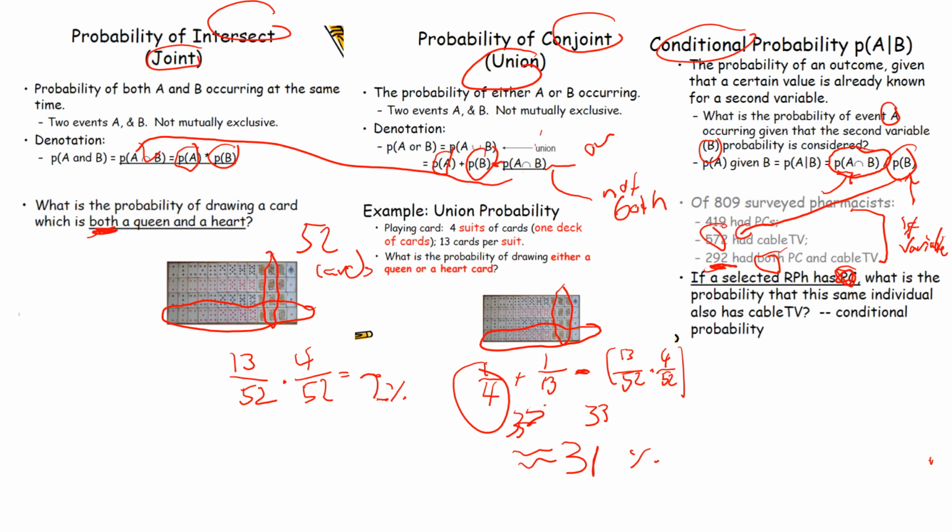So all we have to do is 292, right? This is our conjoint. We just established that up here, divided by 572. Let me do that really quick. And we get a probability of about 51%. And that's all there is to it. It's essentially, if one condition, aka the PC, has already been met, what is the probability that they would also have the TV, which is our conjoint. And that's how you do it. And that's pretty much everything with these probability rules.